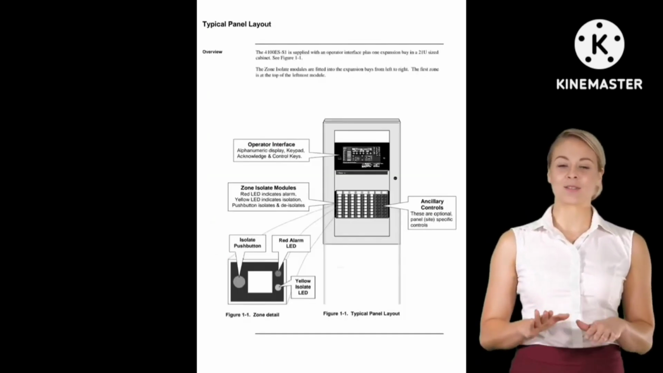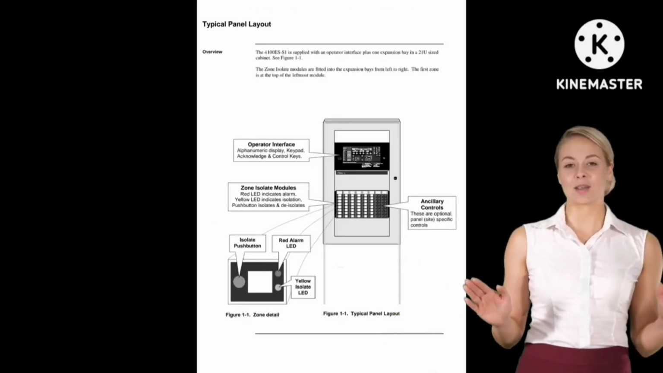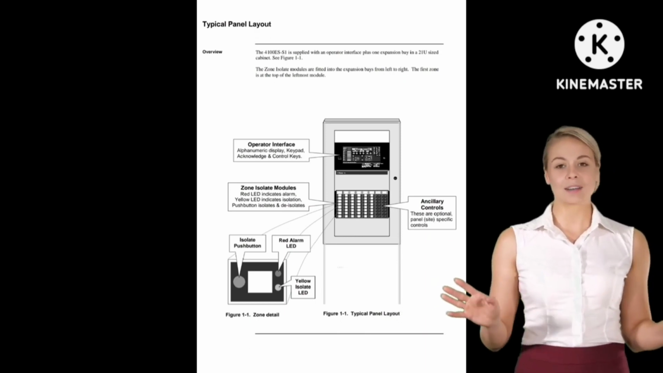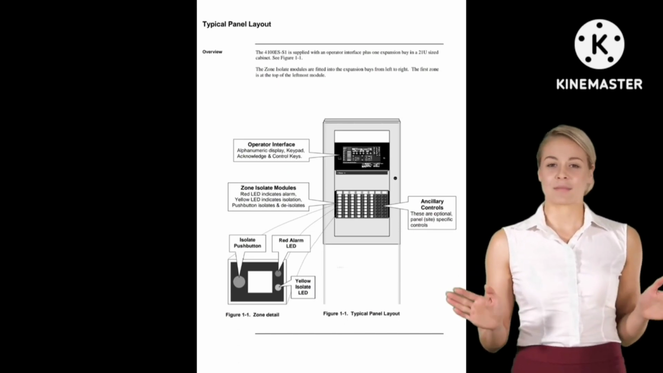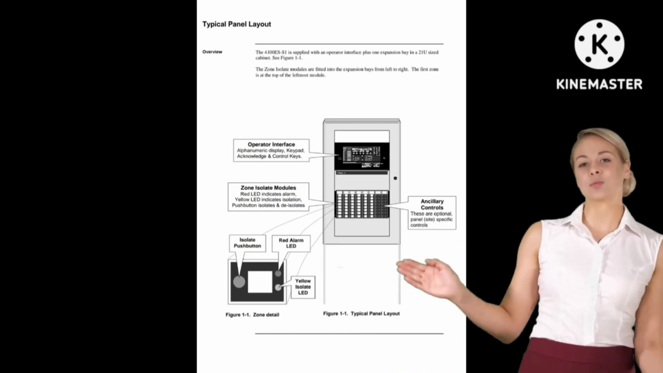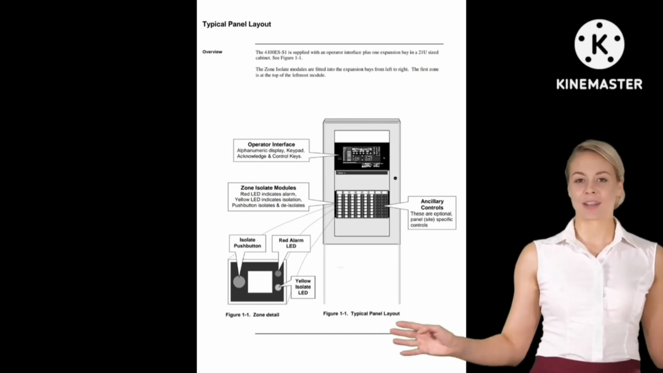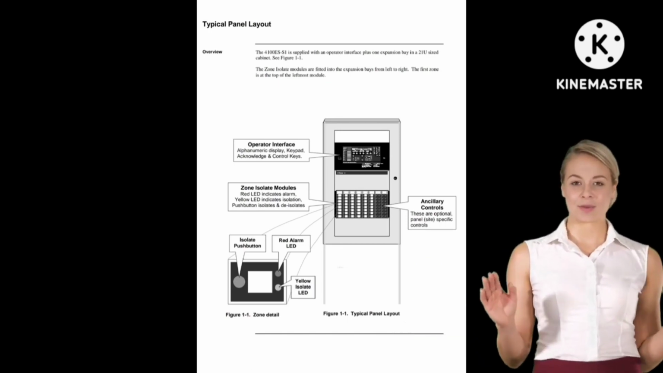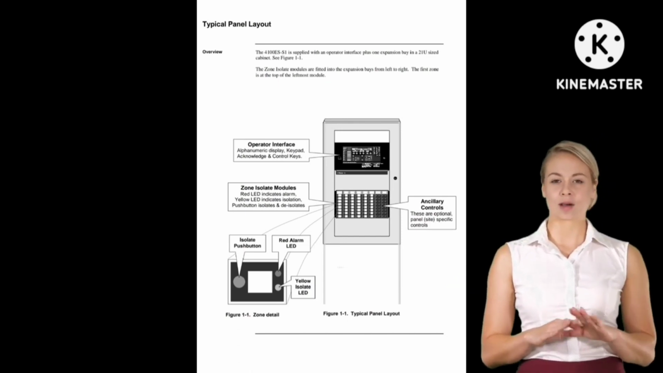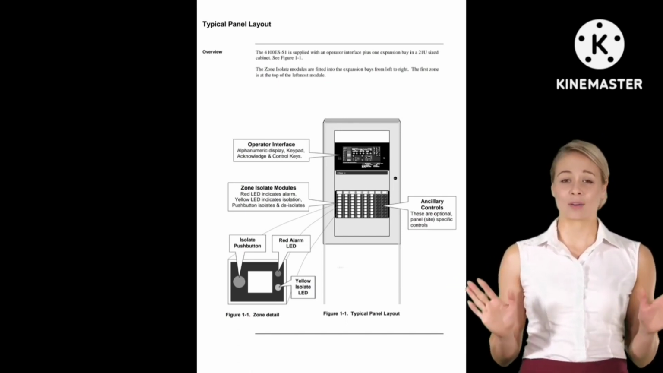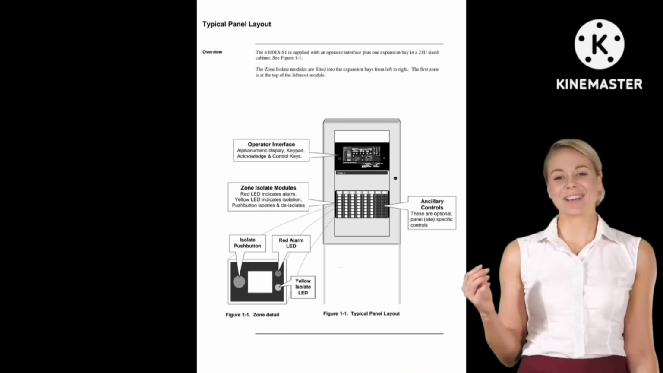The 100S is supplied with an operator interface plus one expansion bay in a 2-sized cabinet. See figure. The zone isolate modules are fitted into the expansion bays from left to right. The first zone is at the top of the leftmost module. Operator interface: alphanumeric display, keypad, acknowledge control keys. Zone isolate modules: red LED indicates alarm, yellow LED indicates isolation. Push button isolates and de-isolates. Ancillary controls are optional. Panel site specific controls: isolate push button, red alarm LED, yellow isolate LED.